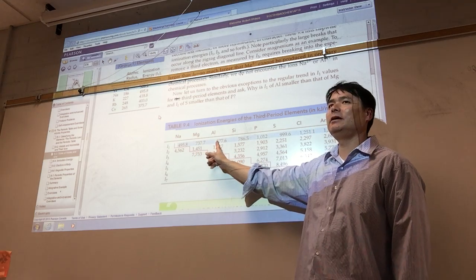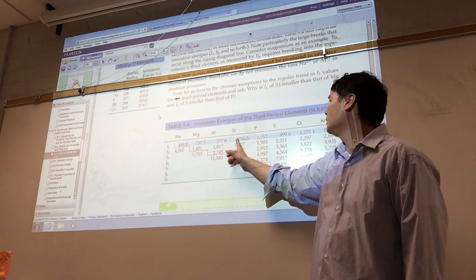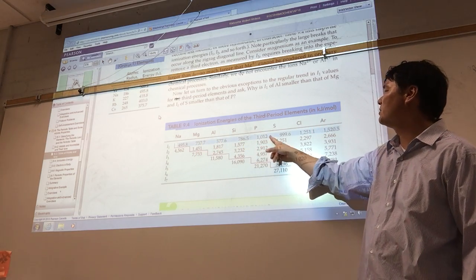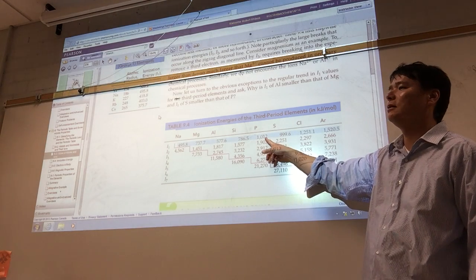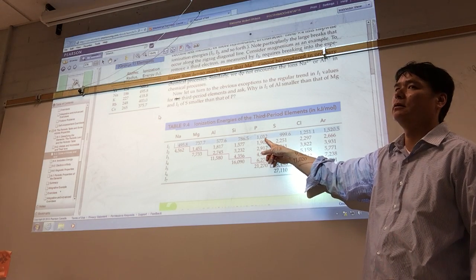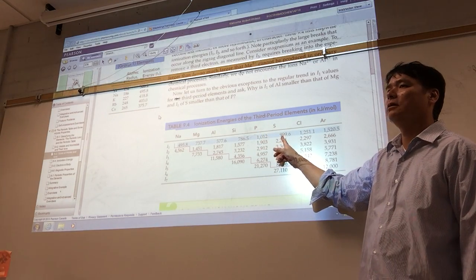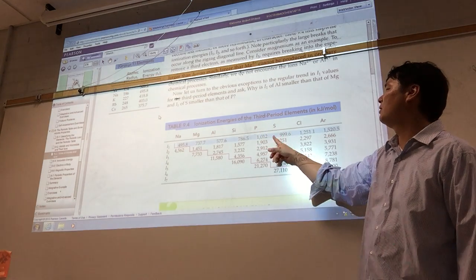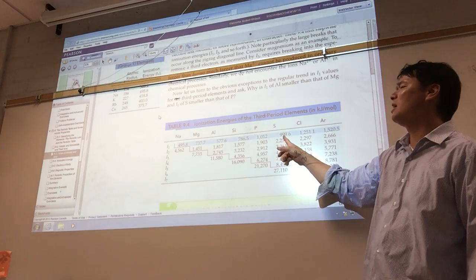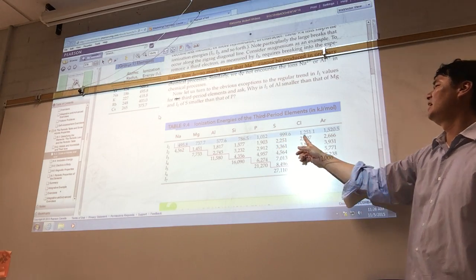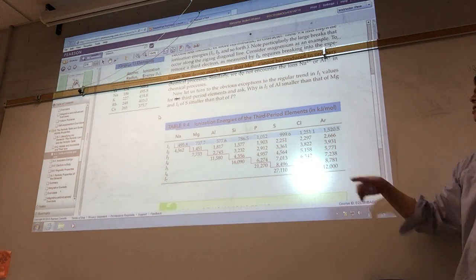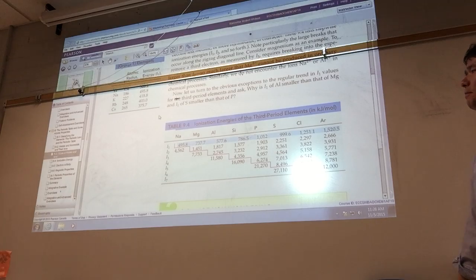S versus P. It's easier to ionize a P. Then it increases, and then from phosphorus to sulfur, it drops. Why? Paired versus unpaired. Paired in sulfur, unpaired in phosphorus, and so it's easier to ionize a paired electron. And then it increases this way. And so we see this pattern for the I1s.